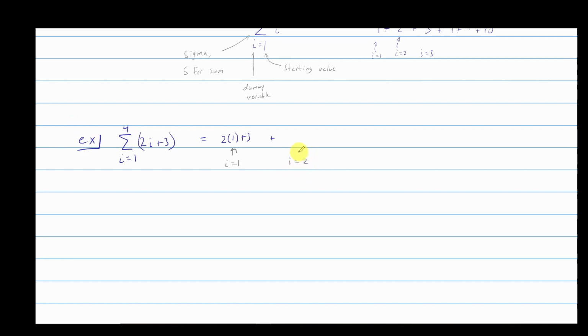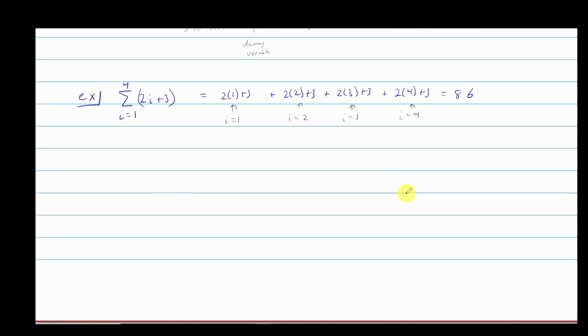when i is 2, following my formula, I will have 2 times 2 plus 3. And then when i is 3, following my formula, we'll have 2 times 3 plus 3. And then our last step is when i is 4, we'll have 2 times 4 plus 3. We could add all of this up and get a total, but the total's not really important here. What we're looking at is the notation for writing out a sum, writing out a bunch of things added.